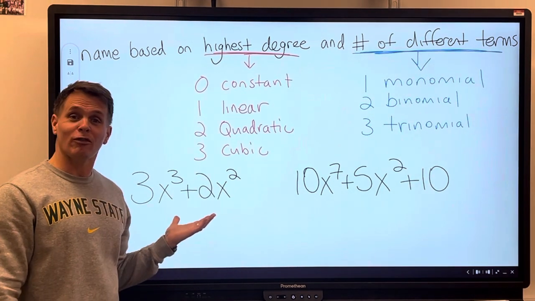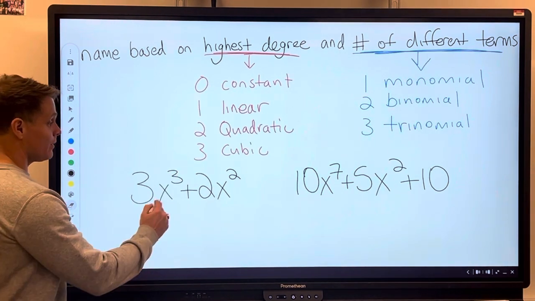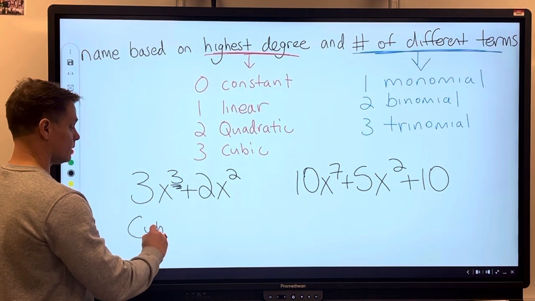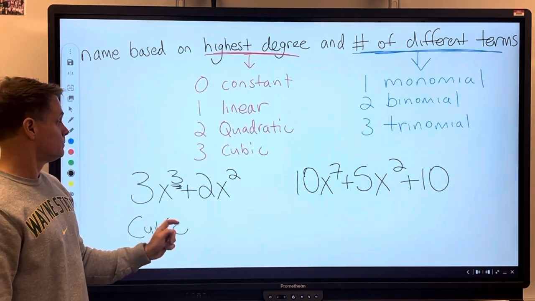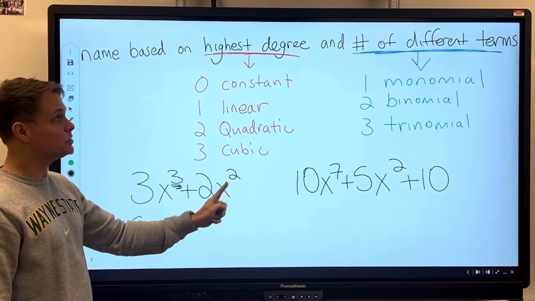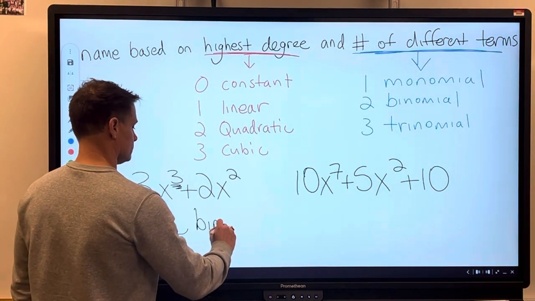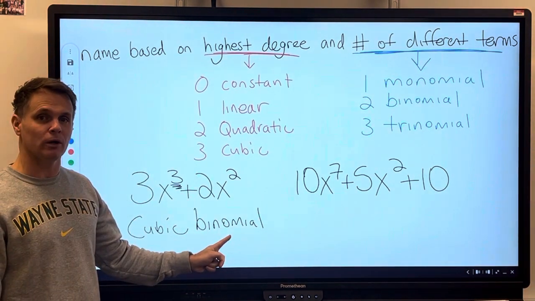Okay, let's take a look at the first one. The first one, we're going to name it based on the highest degree. The highest degree is 3, so it's a cubic, and then the number of different terms. It's got 2 different terms. 2 different terms is binomial. So it's a cubic binomial.